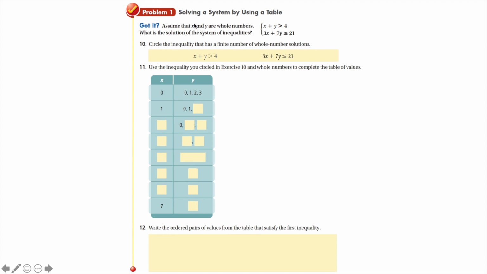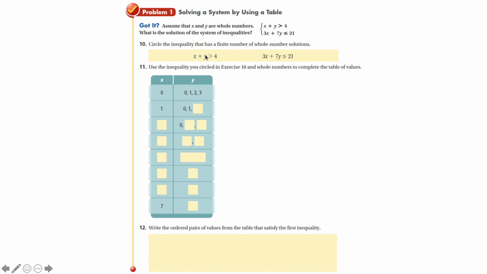Problem 1. Solving a system by using a table. Assume that x and y are whole numbers. What is the solution of the system of inequalities? Well, notice, this is just a standard system question. There's nothing really any different than the previous one. Instead of it just being equal signs, we now have inequality signs. So circle the inequality that has a finite number of whole number solutions.